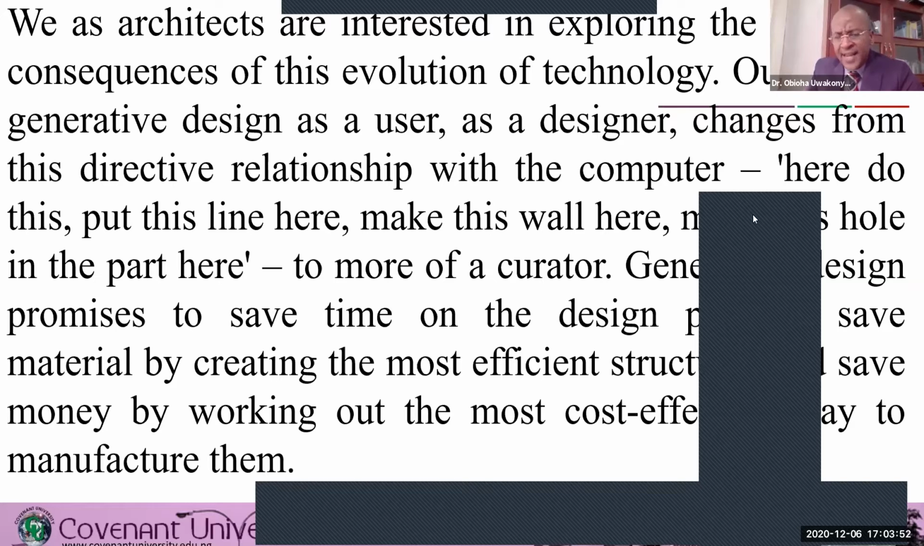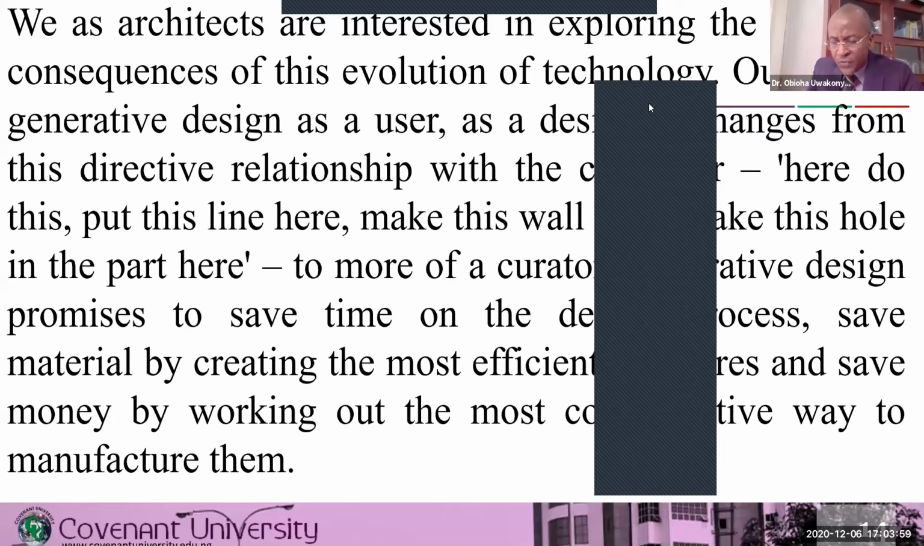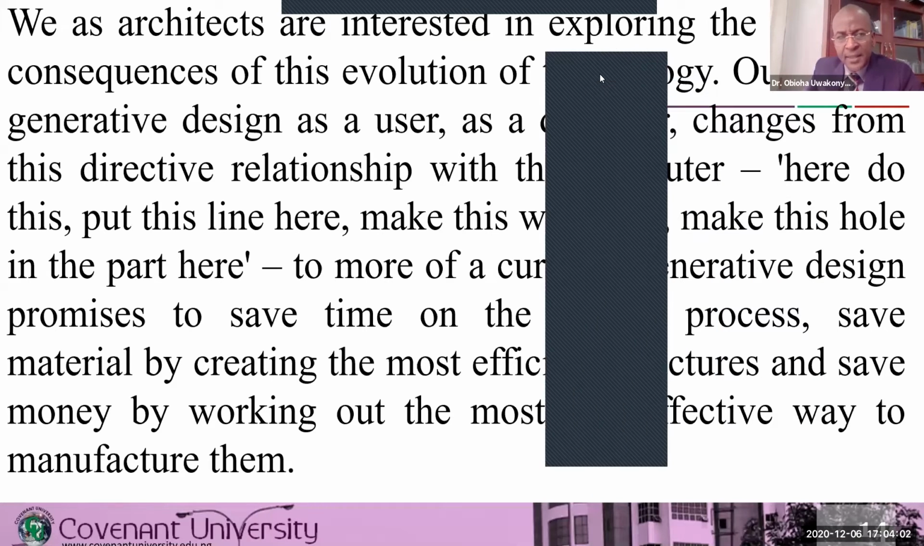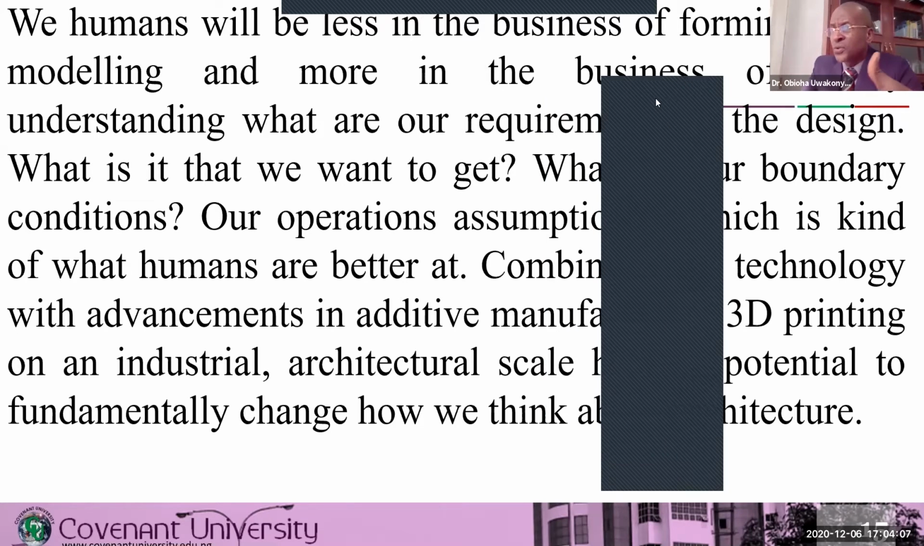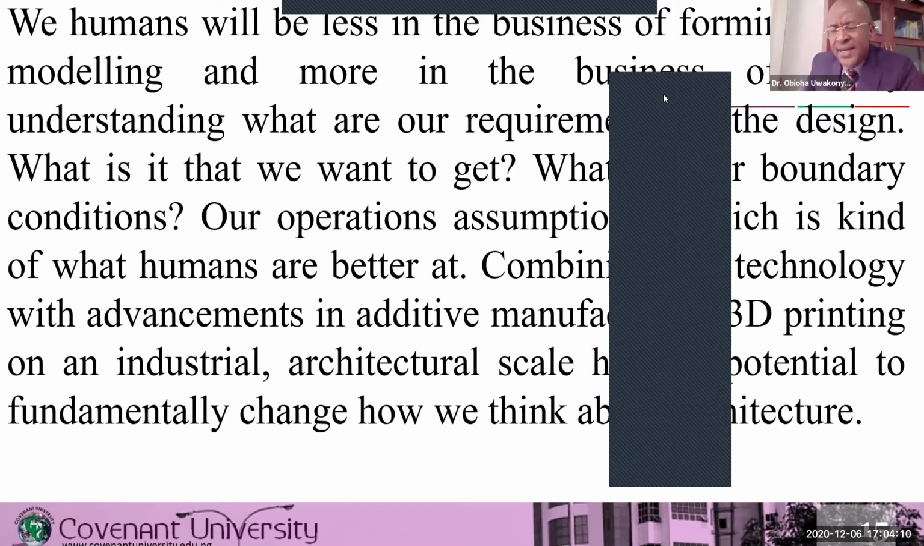Generative design promises to save time on the design process and save materials by creating the most efficient structures, and save money by working out the most cost-effective way to manufacture them. As a matter of fact, the module that was developed by Le Corbusier deals with a concept that says 300 times n, 300 now being the constant, and 300 is considered to be 1 foot, and 1 foot in actual fact is the average length of a foot of a human being.